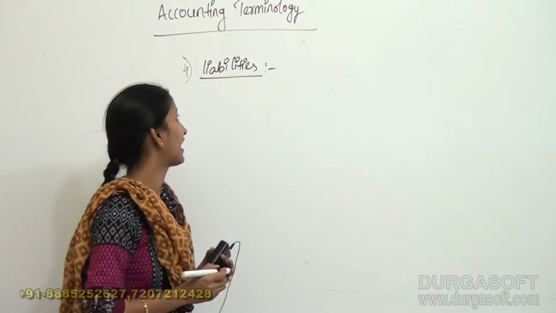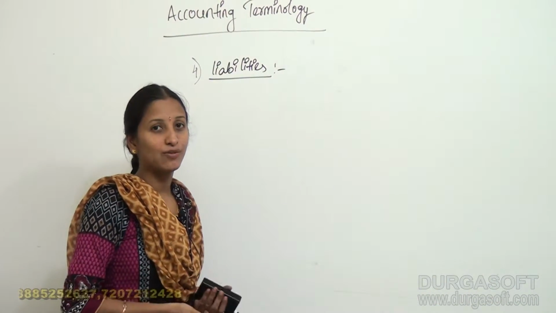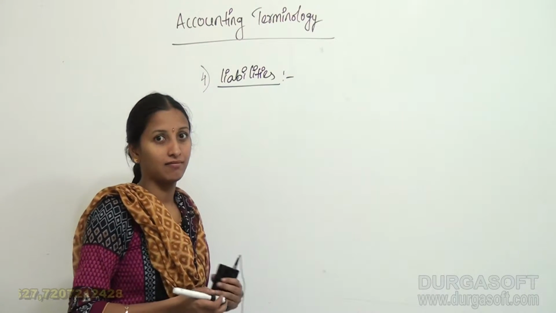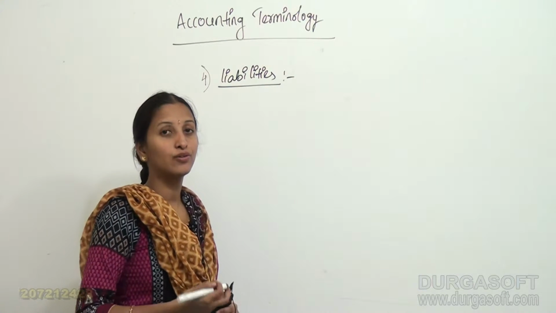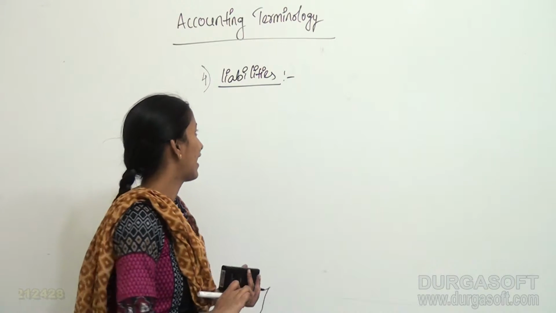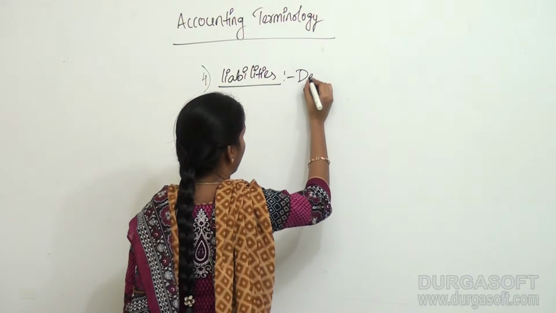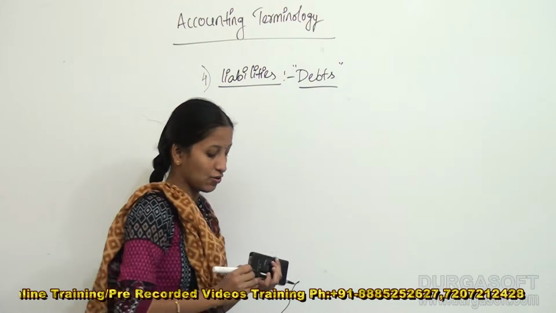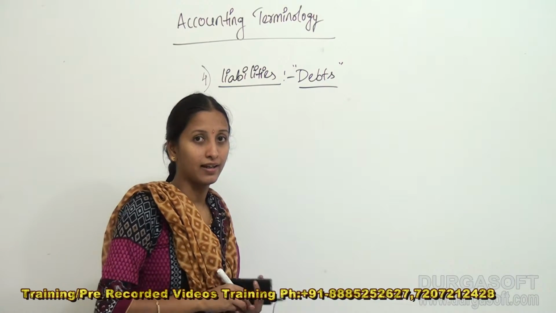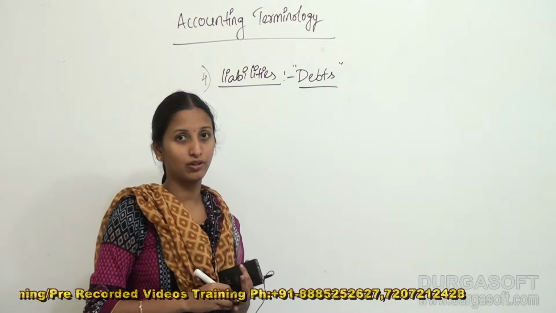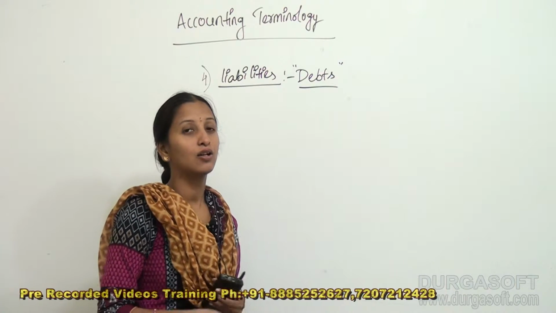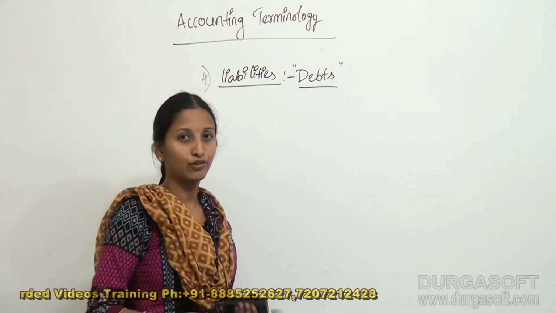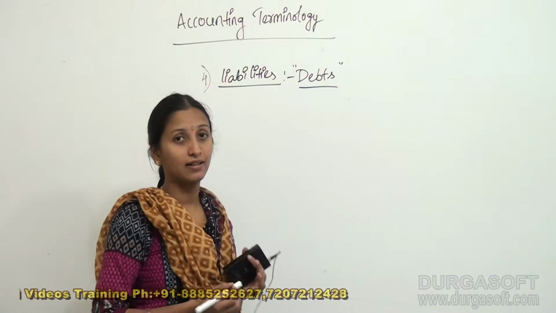Next one, liabilities. Liability is nothing but a debt. Whatever we take from some other person, those are called liabilities. Liabilities we call debts. For example, whatever cash or goods or anything we take from some other person, those type of things are called liabilities, because we have to pay in a future period.